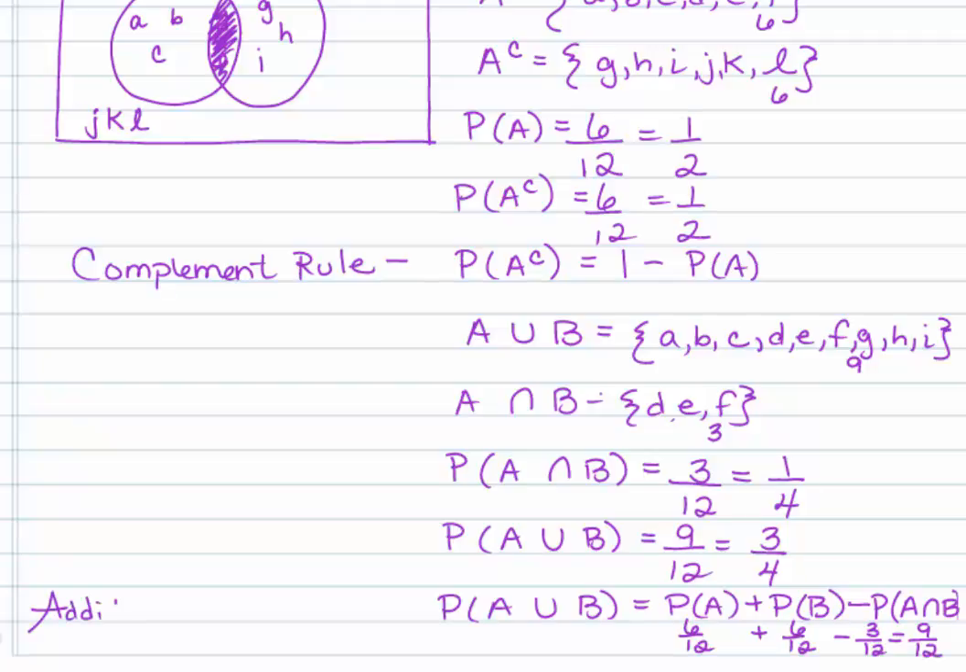This is the addition rule for non-mutually exclusive events. So I want to make sure that we had all that down.